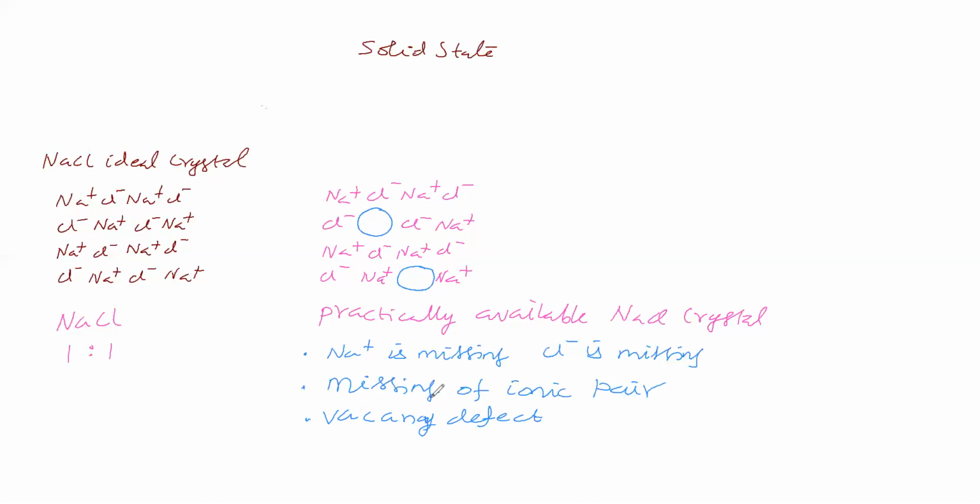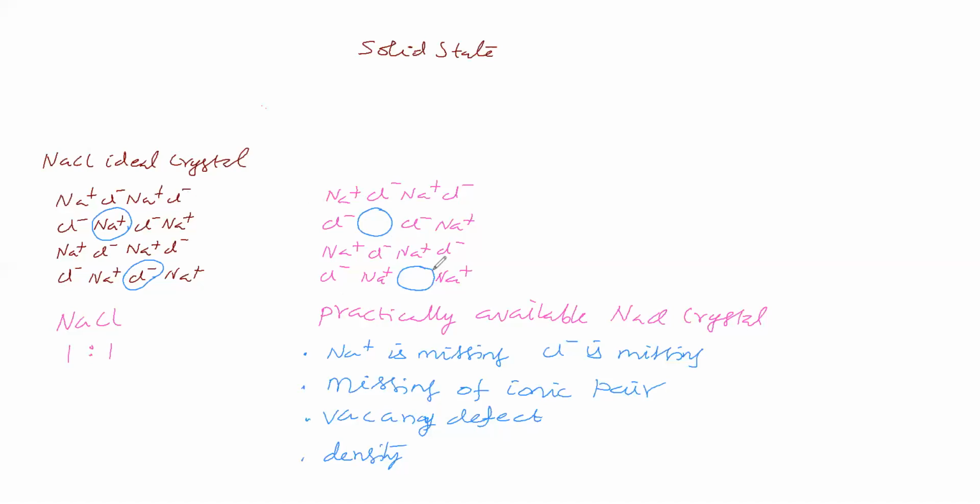Now we will see the density of this crystal. We will compare this crystal with the ideal crystal. At this place an ion is missing, whereas here an Na plus ion is present. At this place an ion is missing, whereas at that place a Cl minus ion is present. Therefore, ions are missing, in the sense the mass of this crystal is reduced when compared to this.